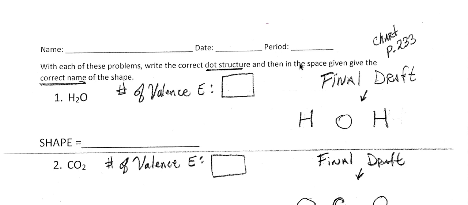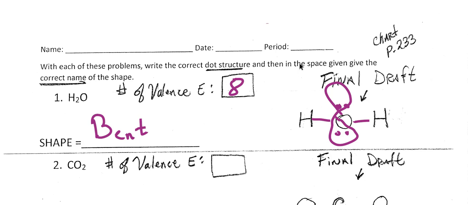Okay, so if you had to put in the number of valence electrons for water, it's 6 and 1 for each hydrogen for a total of 8. The correct dot structure for water, which you've seen many times, I'm sure, looks like that. The existence of these unshared pairs on the central atom caused this to be a bent triatomic shape.